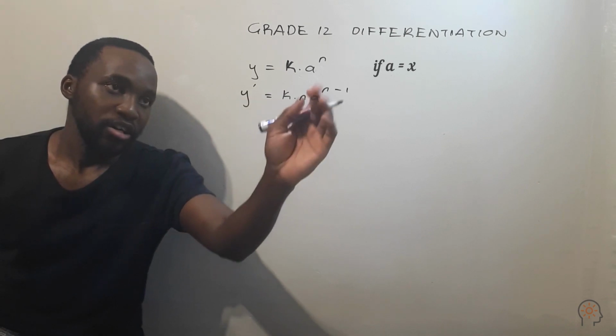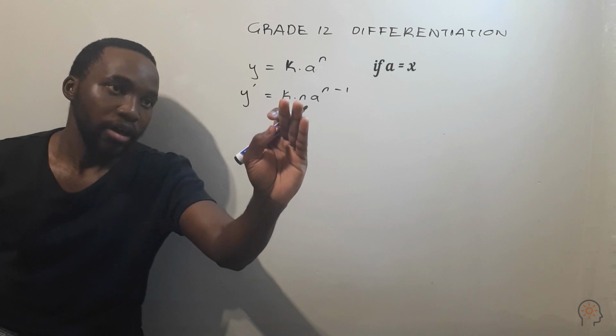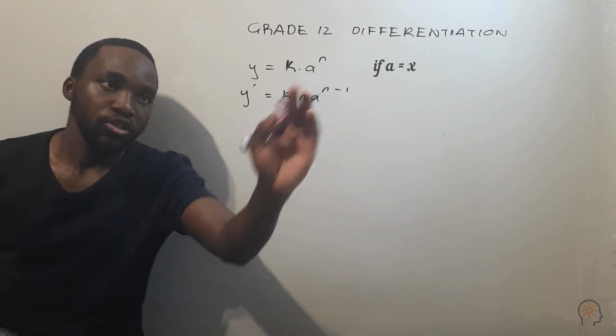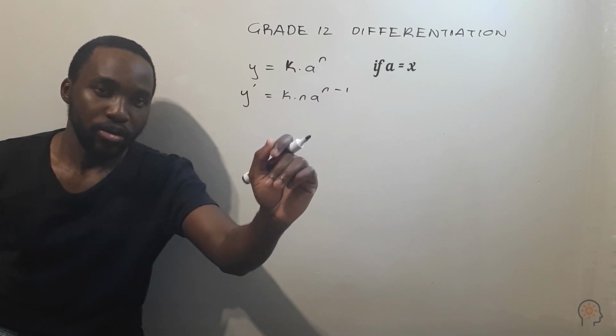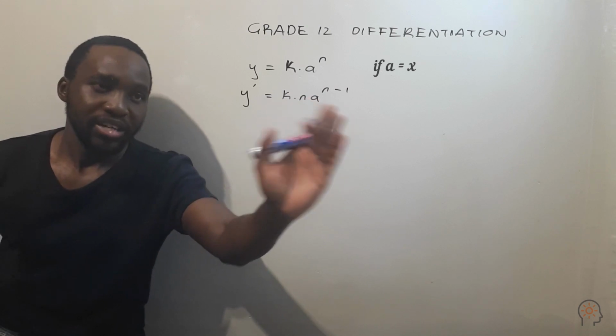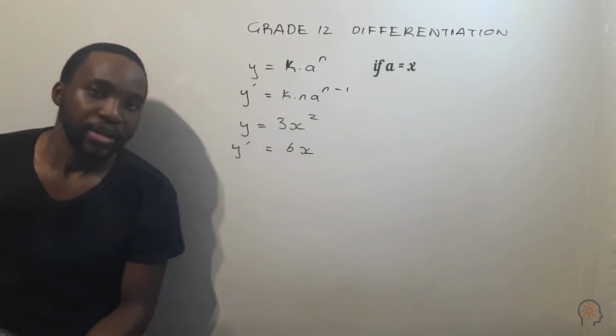What we have done here is our exponent, all you need to do is multiply it with the coefficient, right? So you multiply the coefficient with your exponent, and then you remove 1 from the exponent. This is like the basics of differentiation. So an example of that is something like this, right?